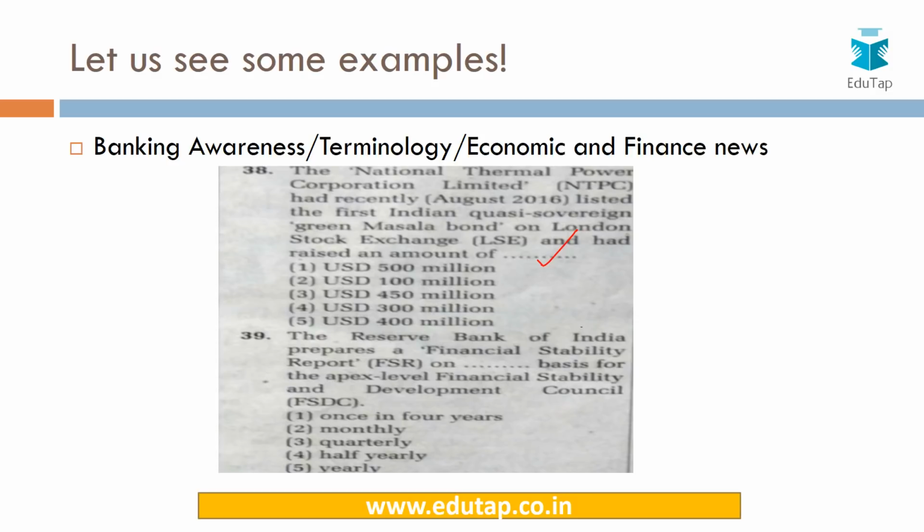Next, we move on to the next question. The Reserve Bank of India prepares a financial stability report on what basis for the apex level Financial Stability and Development Council. So basically they are asking the frequency of this report. So this is a question which is related to the banking sector. So again, I repeat myself that this section forms an important part of GA section.